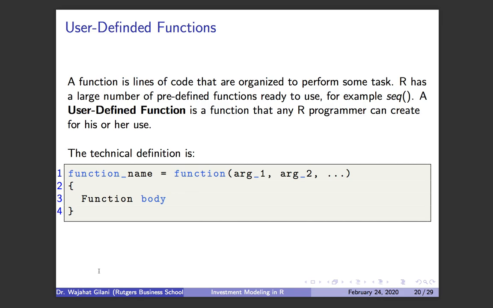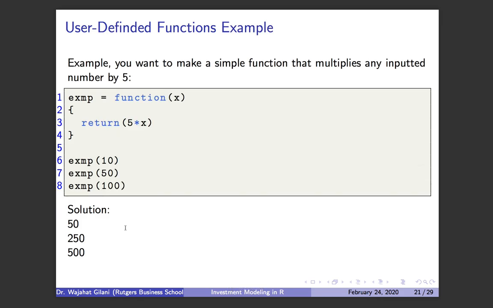We've used functions so far. We use the c function, the rep function, the seq function, right? These are predefined functions in R. You can write your own functions. And this is the technical body of a function right here. This is the definition. Let's go write our own function, and let's use it.